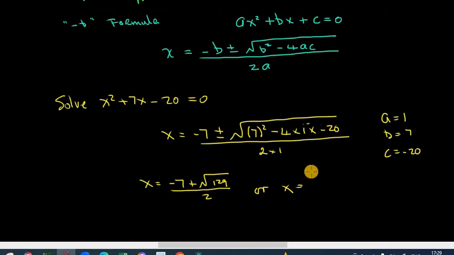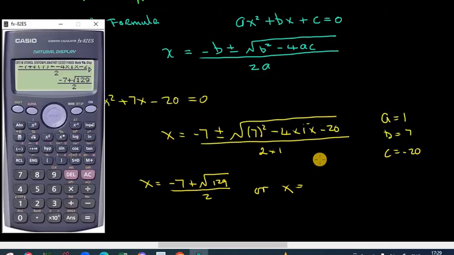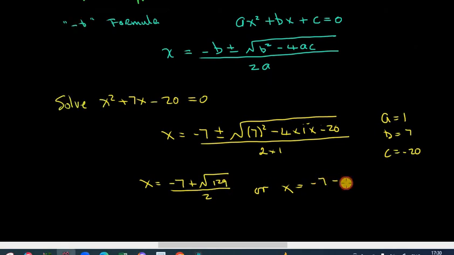Or x is equal to, let's go back to the calculator. I just have to change this here to a minus, because that's the minus 7 minus. This is the minus version up here. So hit enter on that, and it's going to give me just the same as this, except it's a minus. So minus 7 minus root 129 all over 2.